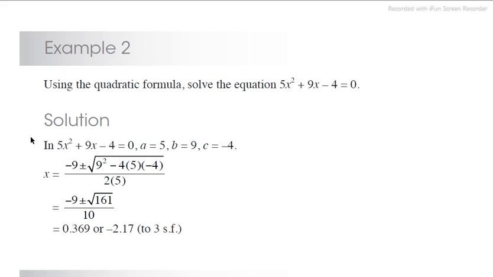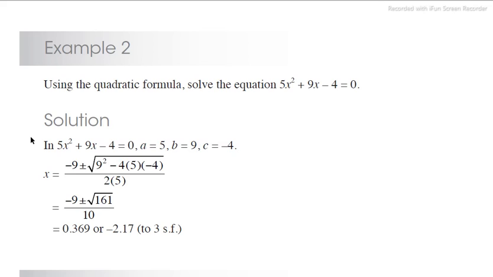When we are simplifying, we shall consider the square, and we also multiply the 4ac. But as we are multiplying, we must take note of the signs. Remember, a negative times a negative gives us a positive. Always keep that in mind.